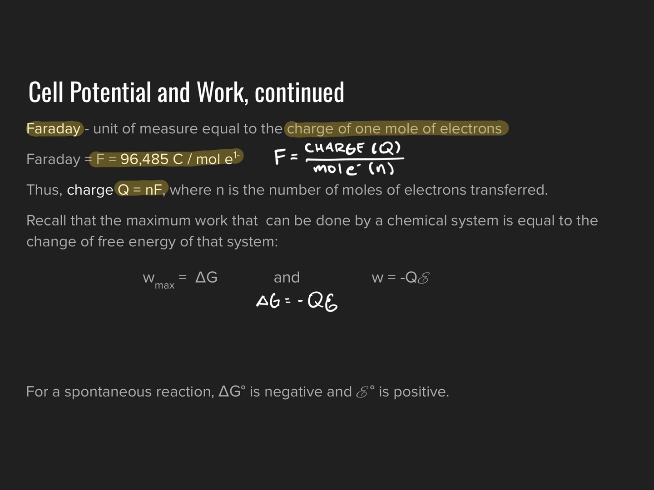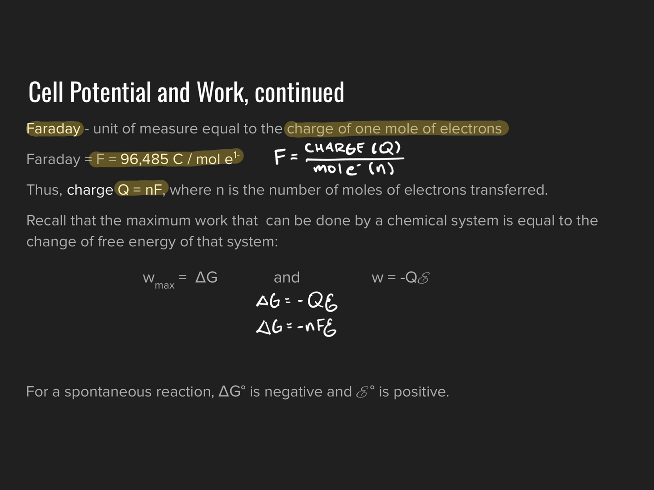And looking back to the conversation we just had above relating charge to Faraday's, recall that the charge Q for a system was equal to the moles of electrons n times a value of a Faraday F. I'm going to substitute that value nF into Q in our expression here, yielding an expression which is: the change in free energy is equal to minus the number of moles of electrons times a Faraday times the cell potential E.